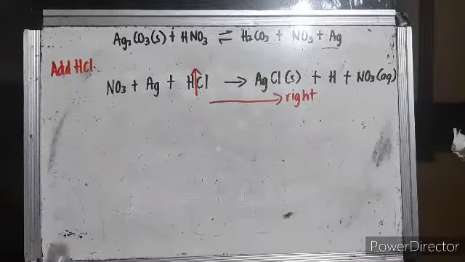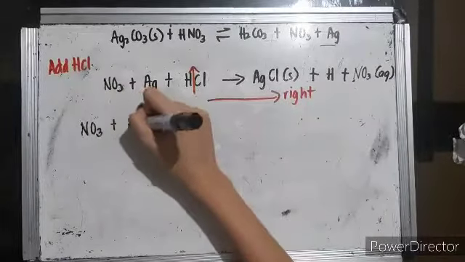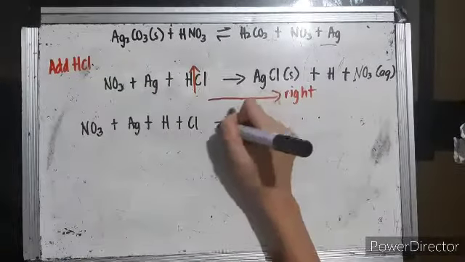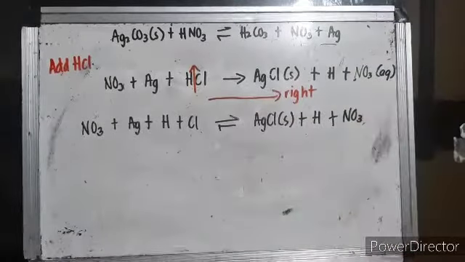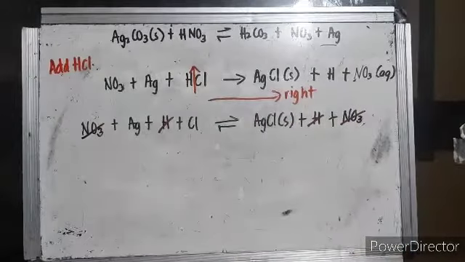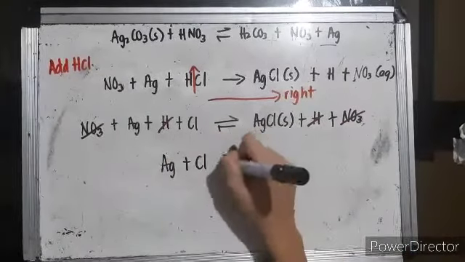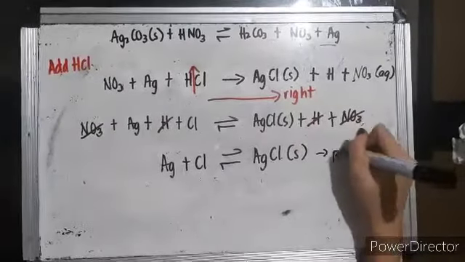Next, gagawin natin ulit yung ionic equation nito. That would be nitrate plus silver plus H plus chloride will yield silver chloride plus H plus NO3. Cancel spectator ions. And then, your final formula would be silver plus chloride will yield silver chloride, which is yung precipitate ulit.